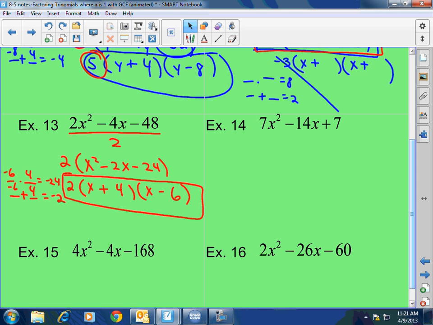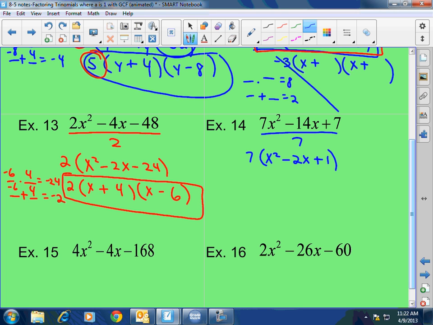Number 14, can I factor something out? What? 7, very good. So I factor out a 7, so I got x squared minus 2x plus 1. I have my setup of an x minus and an x minus this time. So same question. What times what equals positive 1, but when added together equals a negative 2? Negative 1 and negative 1. That's exactly right. Negative 1 times negative 1 is positive 1. Negative 1 plus a negative 1 is negative 2.